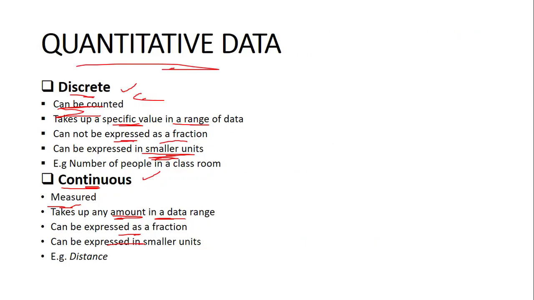No questions. But what do you mean when you say smaller units? So for instance, when we have distance in kilometers, those kilometers can be translated into a smaller unit, let's say centimeters. Okay. So that's a difference between discrete and continuous, because discrete cannot be translated into smaller units.